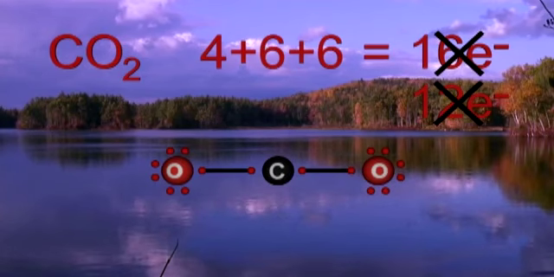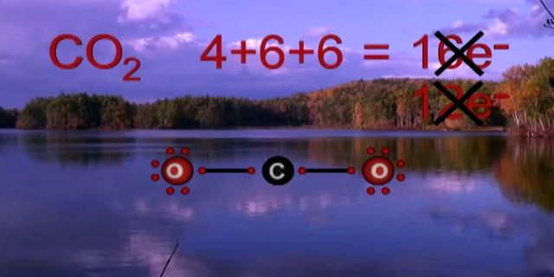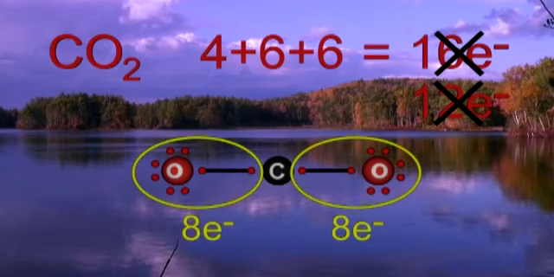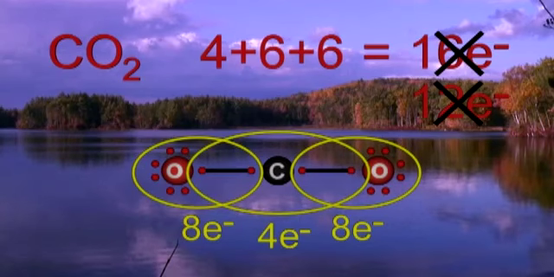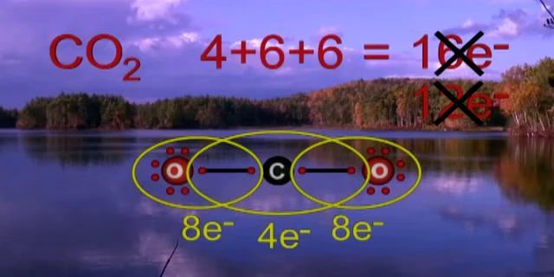Now we check to see if each atom has full valency. While each oxygen atom does have 8 electrons, carbon only has 4 electrons. In fact, there is no way to arrange the remaining 12 electrons so that each atom is able to obtain full valency.